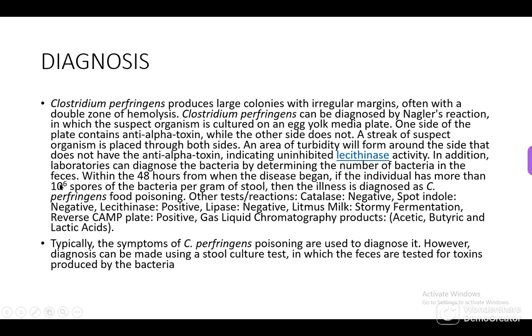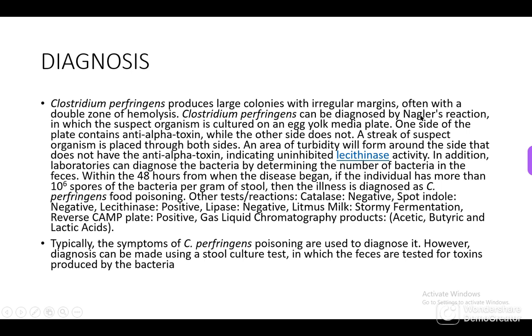Now this is at least a count: your stool is cultured. You can do it from the blood also, and there are other media or other tools, like gas liquid chromatography, etc. They can be diagnosed. You have to send the stool.